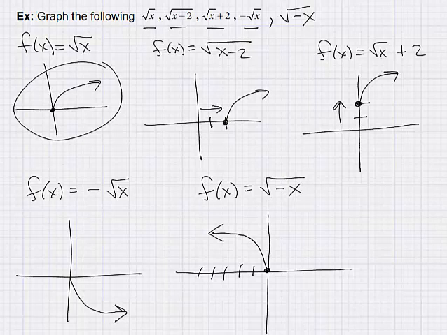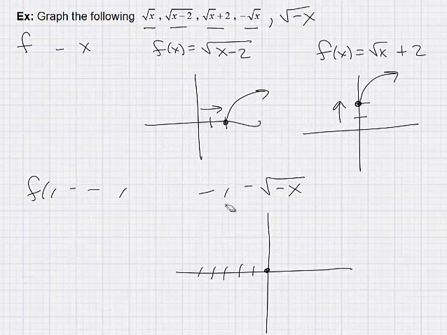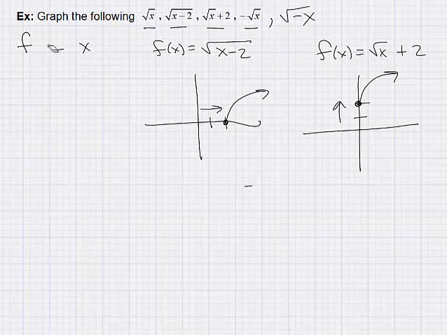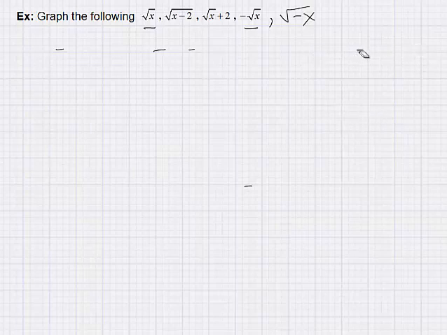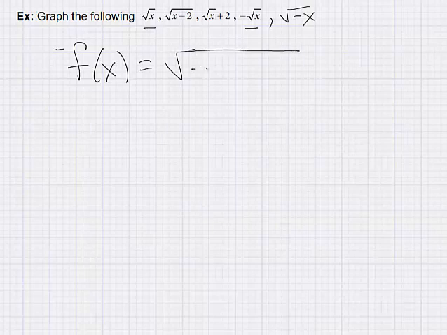Now there's one more I want to show you that's a little tricky. So let's get rid of some of this. And it has to do with the reflections and the horizontal translations. And there's a really small trick that you need to worry about, but as long as you follow this general rule, you'll be okay. So how about this? f of x equals the square root of negative x plus 2.